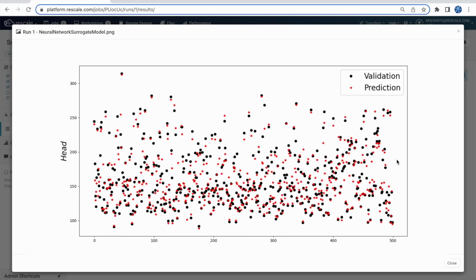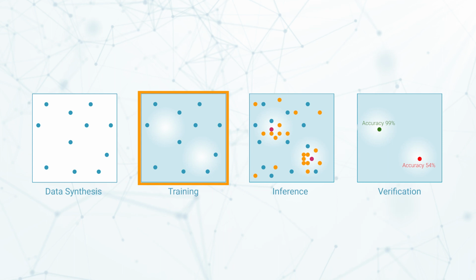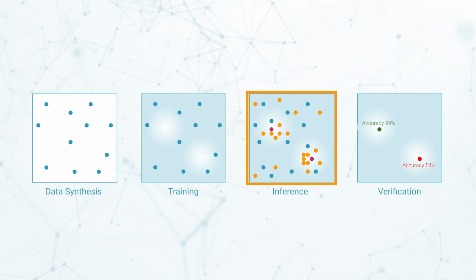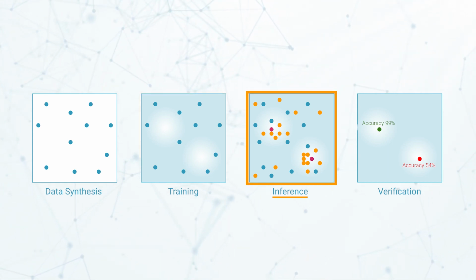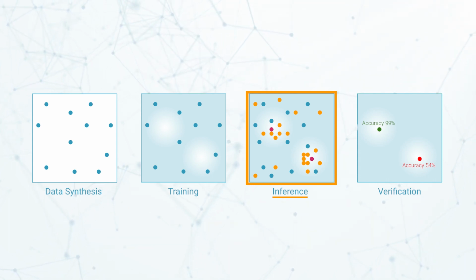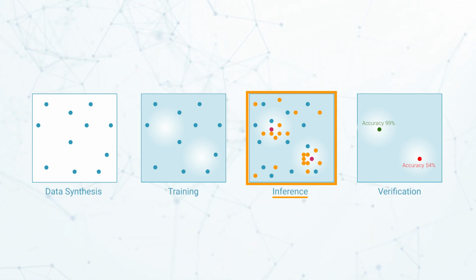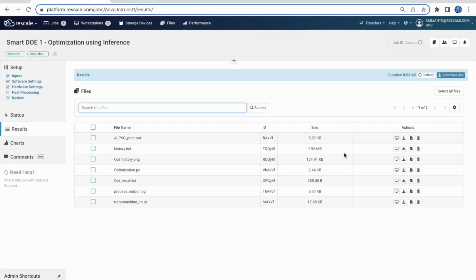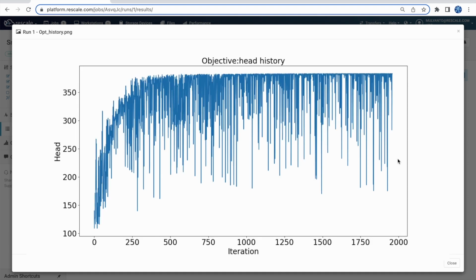data nearly instantaneously. Next, we run an optimization algorithm using inferences from the artificial neural network. Because the artificial neural network runs so rapidly, we can perform thousands of iterations to find the optimal design. In this case, we perform 2,000 iterations in under a minute to find our optimum design point.